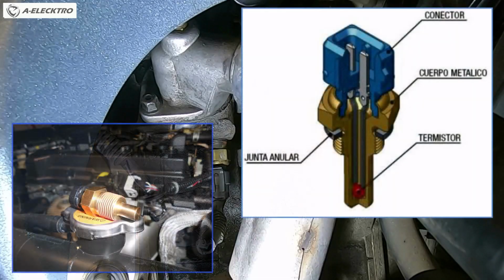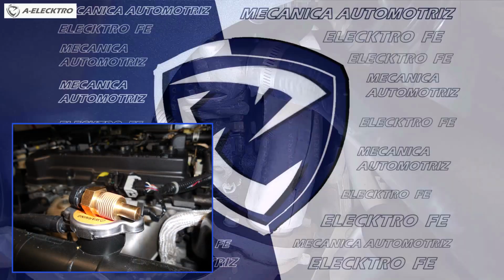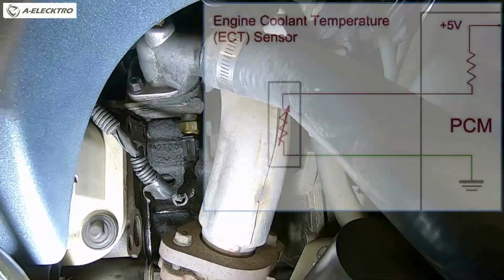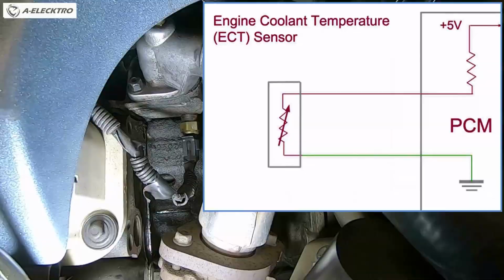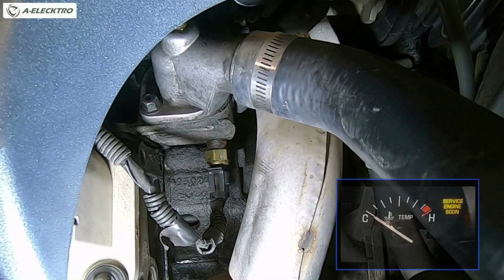This sensor, which is a thermistor, has a variable resistance that changes depending on the temperature of the coolant. Thus, the computer sends 5 volts through one wire and ground through another, allowing the system to adjust the engine's operation according to thermal conditions.